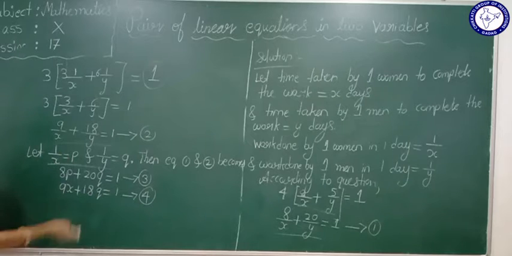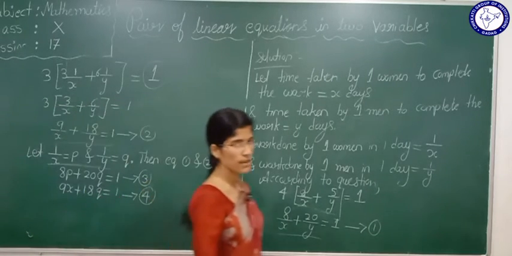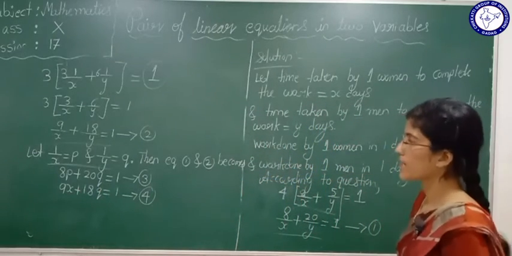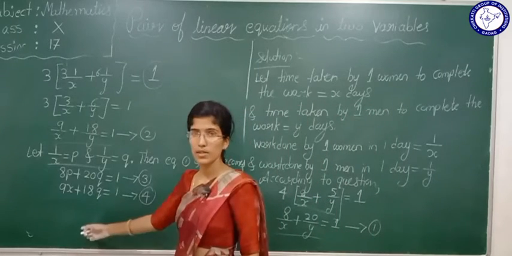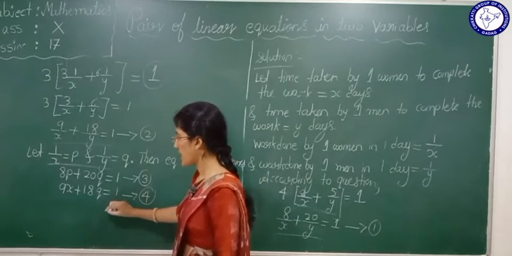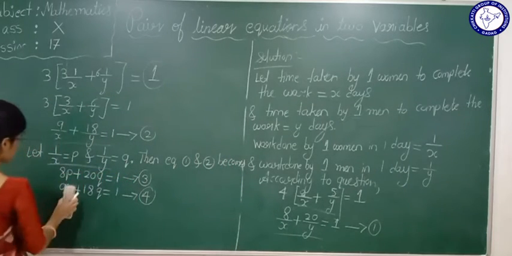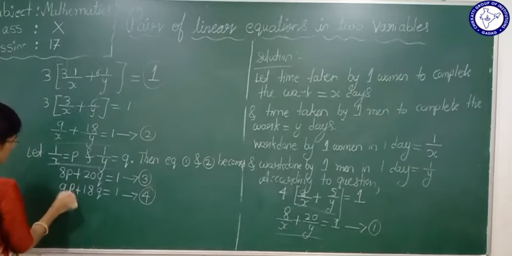Now we have to solve equations 3 and 4. We will use any one of the algebraic methods. I will use the elimination method. You know that in the elimination method you have to eliminate something. What I will do is eliminate p.